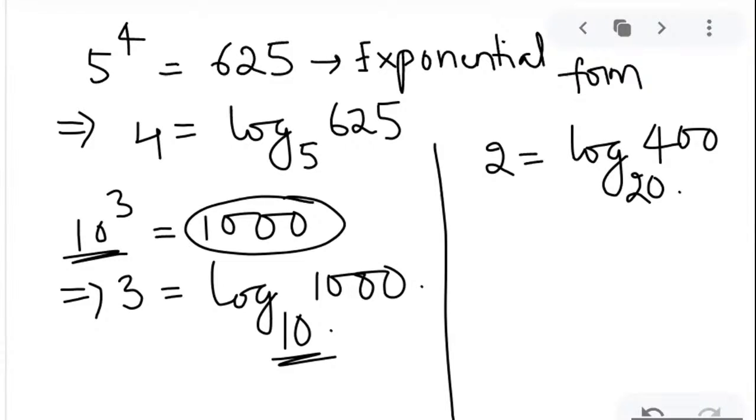20 to the power of 2 is equal to 400. Right? Even if you actually did not know, within these three numbers you know that 20 square is equal to 400. So this is how the conversion works between exponential form and logarithmic form. Keep that in mind so that whenever in a problem you're comfortable with exponential form, you'll be able to easily shift to that side and solve the problem. All right.